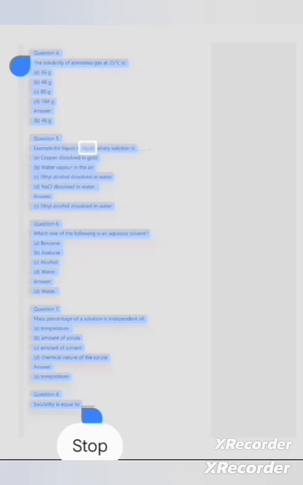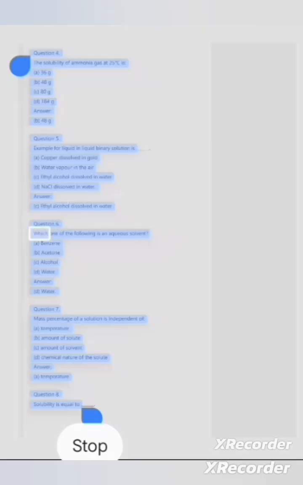Question 5. Example for liquid in liquid binary solution is A. Copper dissolved in gold. B. Water vapor in the air. C. Ethyl alcohol dissolved in water. D. Sodium chloride dissolved in water. Answer C. Ethyl alcohol dissolved in water.